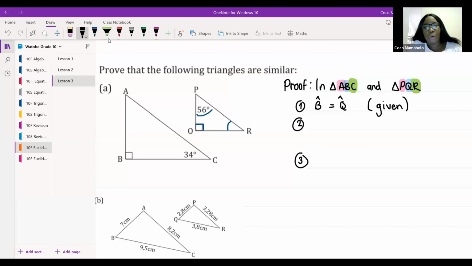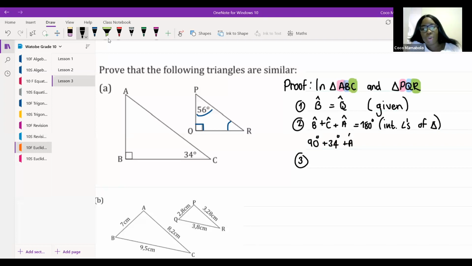I can go: angle B plus angle C plus angle A needs to equal 180 degrees. And my reason is the interior angles of a triangle, because they equal 180. So I know that B is 90 degrees plus C, which is 34 degrees, plus A, which is what we're looking for, should be equal to 180 degrees.